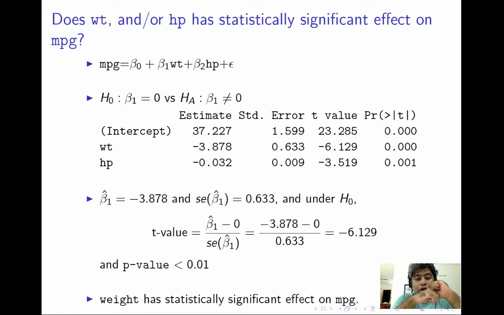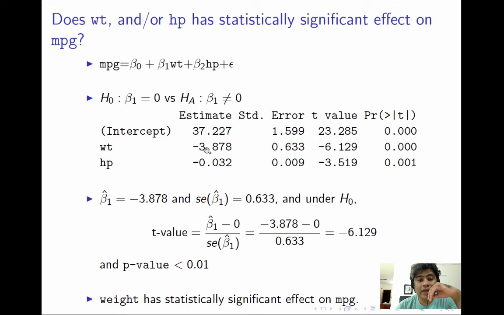Now what we are going to do is try another model. We are going to bring in another variable, horsepower, other than weight. So miles per gallon is now not only a function of weight, but also a function of horsepower. We want to say whether weight and/or horsepower has a statistically significant effect on miles per gallon. So we fit this model and we want to test beta 1 equal to 0 versus the alternative, beta 1 non-zero.